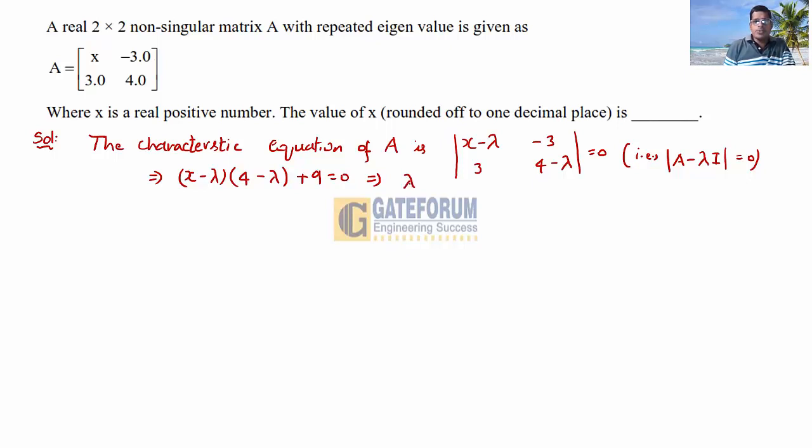So arranging from the highest degree term to the constant term: lambda square. Next, there are two terms of lambda: minus 4 lambda minus x lambda, that is minus of 4 plus x into lambda. After taking lambda and minus common, plus the constant term in these two factors, which is 4x, and this is 9. So 9 plus 4x equal to 0. This is a quadratic equation in lambda, a second degree polynomial equation.